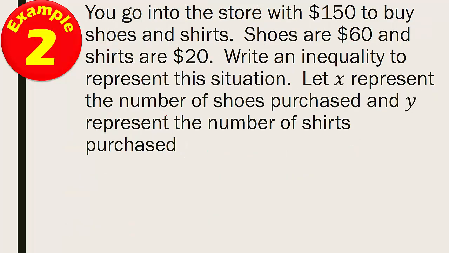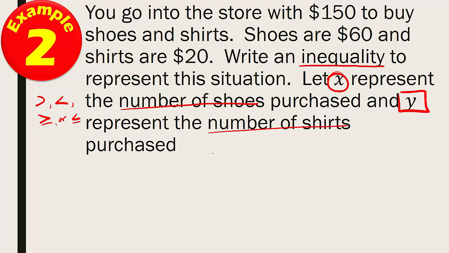All right, example 2. So we go into a store with $150 to buy shoes and shirts. Shoes are $60, shirts are $20. We need to write an inequality. So this right here, inequality, that tells us it's going to be this, this, this, or this, to represent the situation. And x needs to represent the number of shoes. So x, number of shoes, y, number of shirts. Okay? So our inequality.